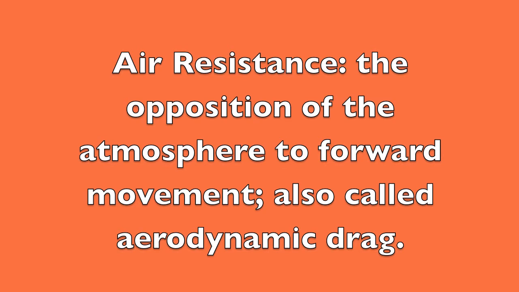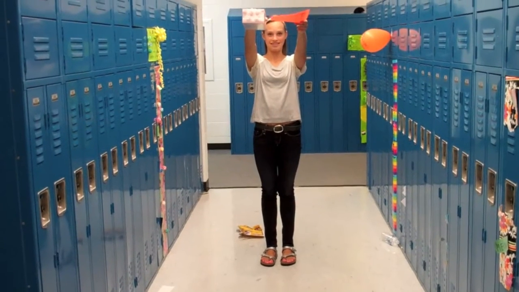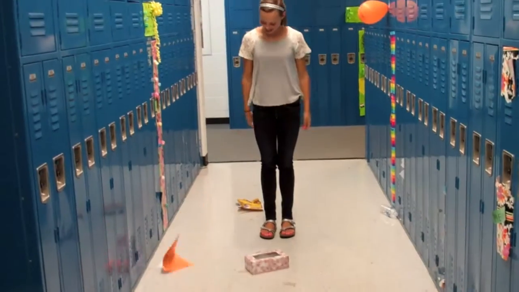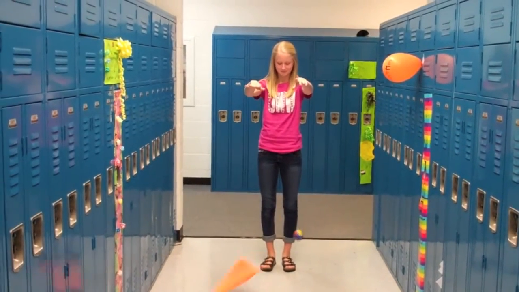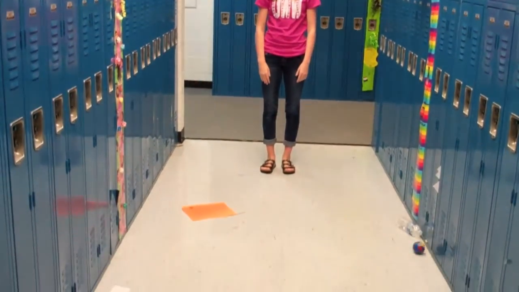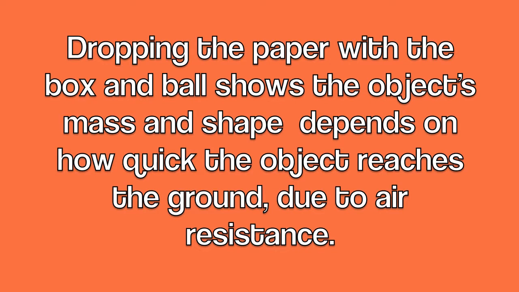Air resistance is the opposition of the atmosphere to forward movement, also called aerodynamic drag. Dropping the paper with the box and ball shows that the object's mass and shape determine how quickly the object reaches the ground due to air resistance.